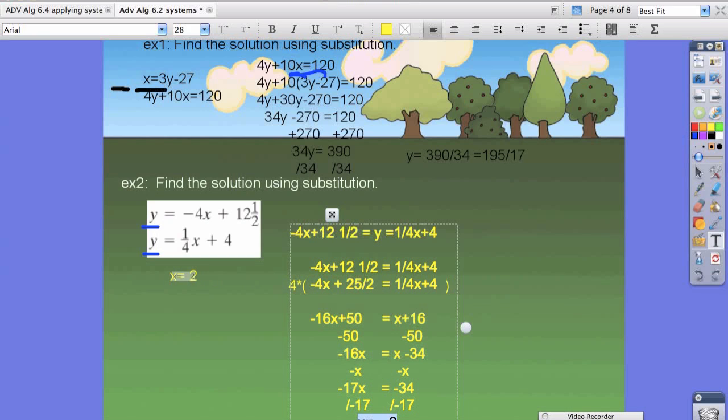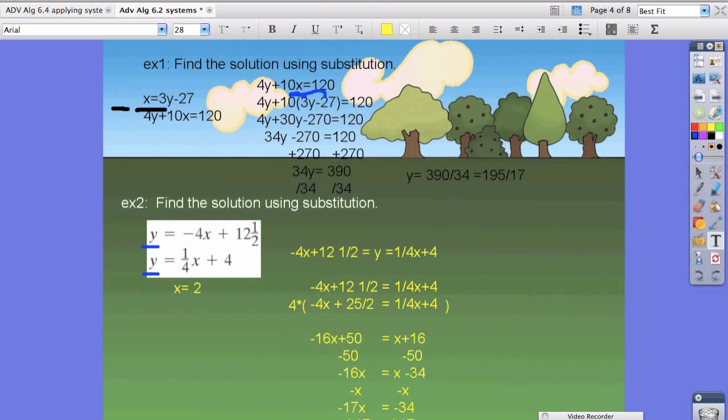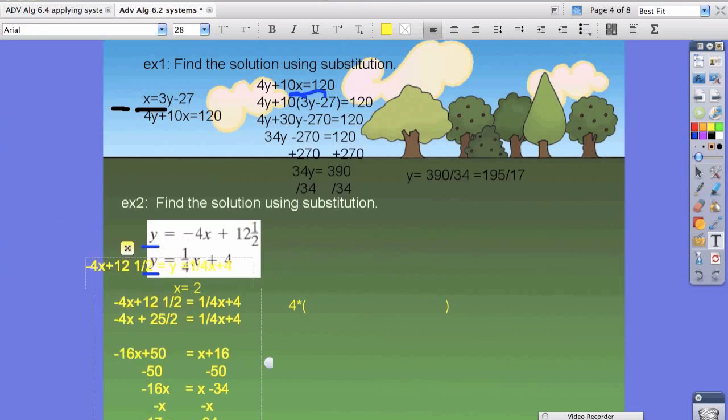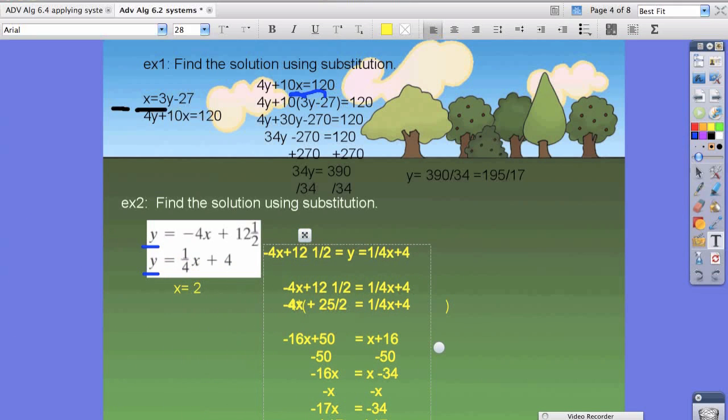So now that we know what x is equal to, we're going to go ahead and solve for y.